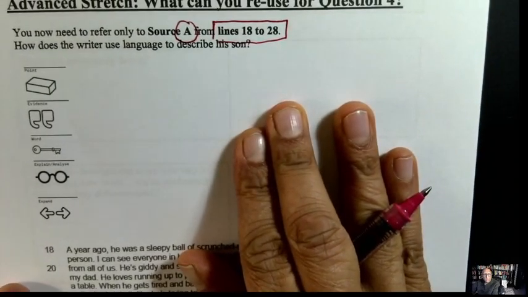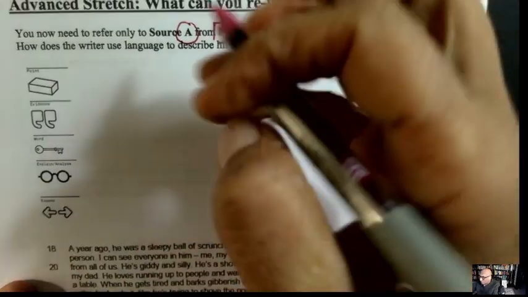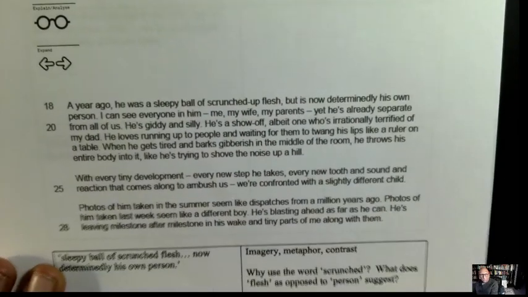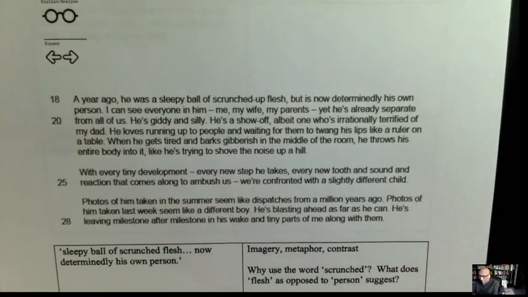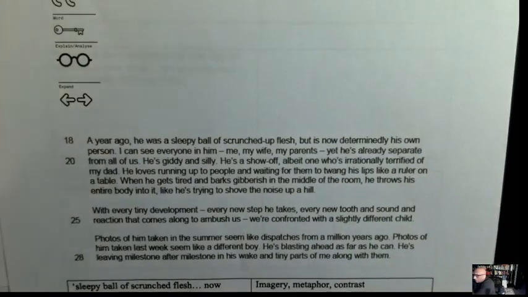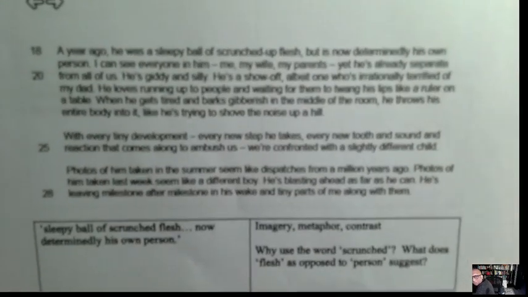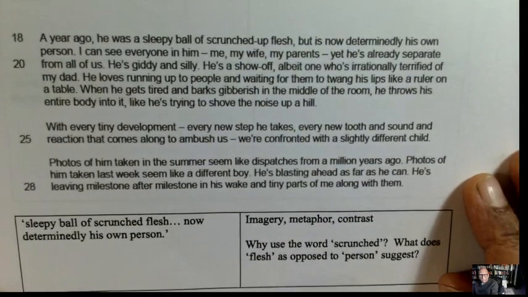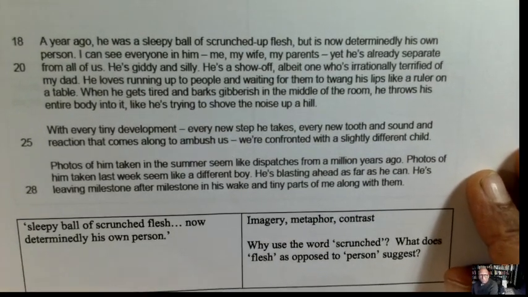Just get focused. How does the writer use language to describe his son? That's what we are being asked to look at. Sorry, I'm getting a bit of static with my focus. I apologize. So let's read this. In paper 1, it was only worth 8 marks. Here it's 12 marks, so we really want 4 quotations. Let's see what I would be looking for, and I really encourage you to annotate your text closely. We're looking for language to describe the son.